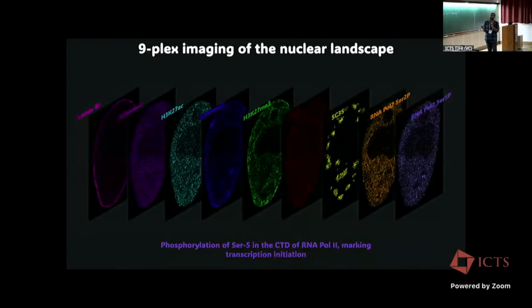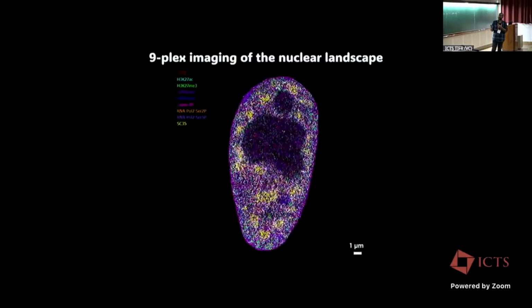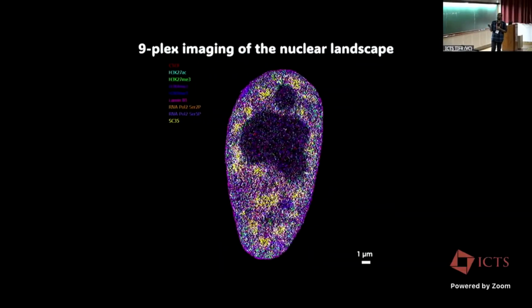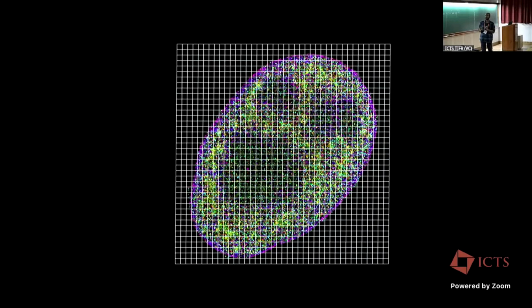And now if we were to simply overlay them, we end up with a 9-plex image where you are looking at all these 9 proteins in a single cell. So this is only stage 1 of the job done, that we got this image. Now, the other part is what can we do with this image? Because this is just a set of data points in a 2D plane. So now we started to do some very basic analysis where we are simply dividing these cells into grids of 25 nanometers.